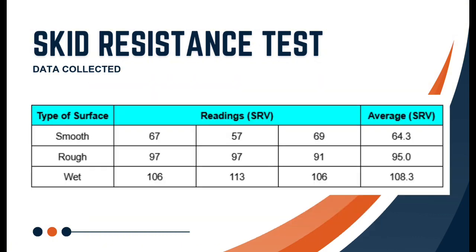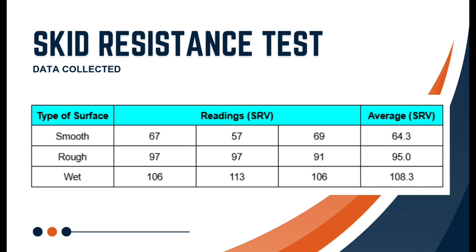This is data collection for the skid resistance test. To calculate the average skid resistance value, we added up the 3 readings taken on each surface and then divided the total by 3. For example, on the smooth surface, we summed 65, 57 and 69 to get 193, then divided by 3 to get an average of 64.3 SRV. This same method was applied to the rough and wet surfaces to obtain their average values.